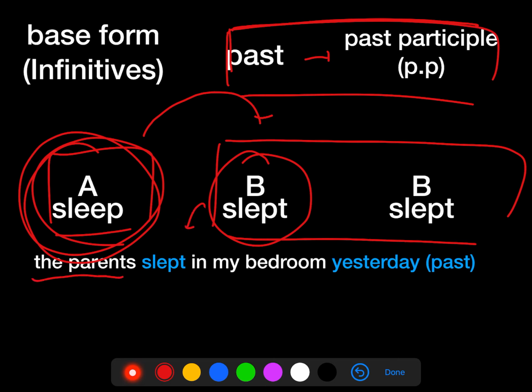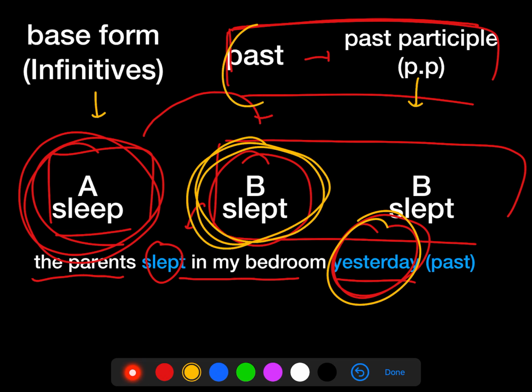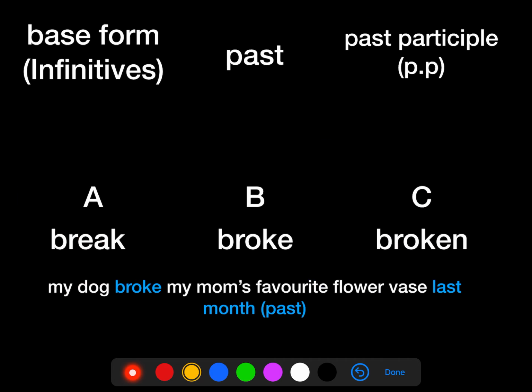So let's have a look at the example. The parents slept in my bedroom yesterday. So where can we find the fact that this sentence is past? Okay, this one, yesterday, indicates that this sentence is past. So the parents slept. So not this one, just slept here, past. Okay, in my bedroom. Very good. So let's move on to the next one.